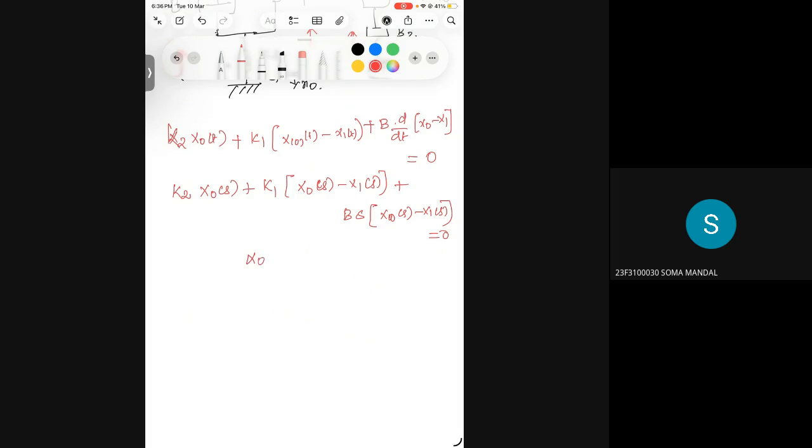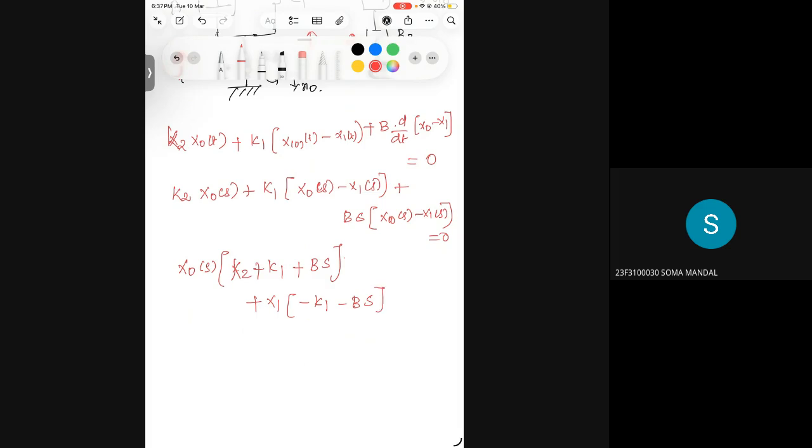So now output by input, so x naught by x1. For that we have to club this together first, right? So how can x naught be separated? x naught into K2 plus K1 plus BS, that's it for x naught, plus x1 into minus K1 minus BS. Anything I missed? Nothing, right?